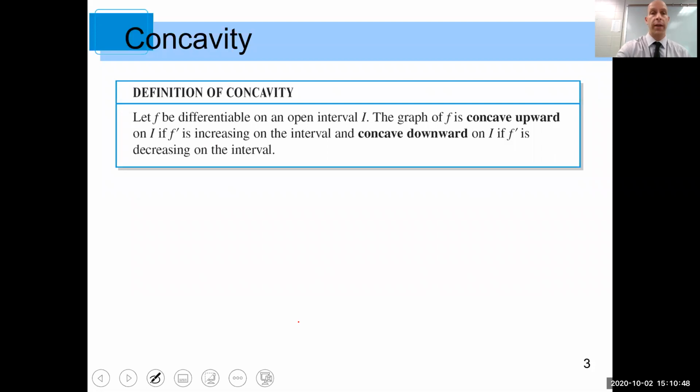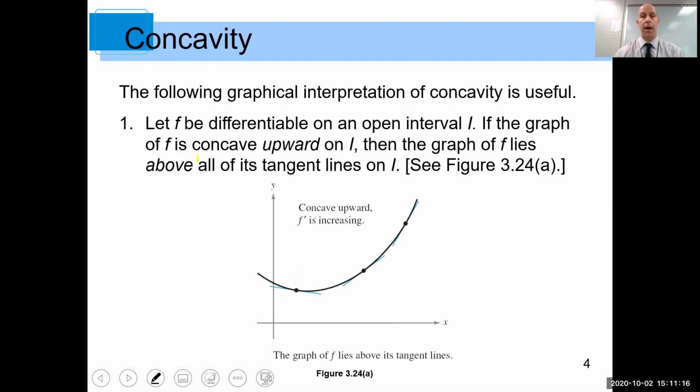So first of all, what does this word concavity mean? Let f be a differentiable function, then a graph f is called concave up if f prime is increasing. If f prime is increasing, it is called concave up. If f prime is decreasing, we call it concave down. Let me show you what I mean by that.